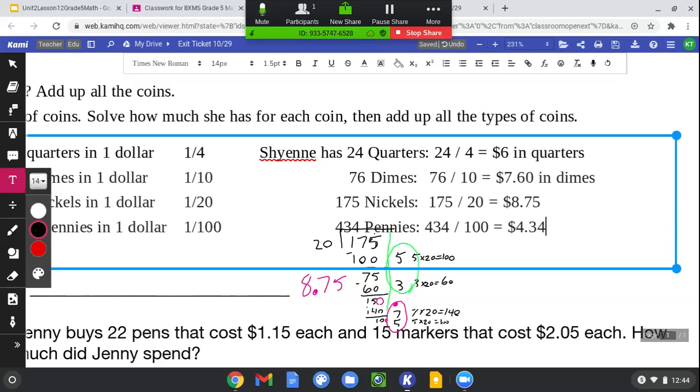Now, I want to discuss how I solved for the dimes and pennies so quickly. I was able to look at 76 dimes and go, that's $7.60. Let me show you how.